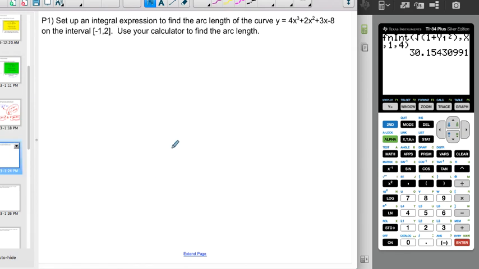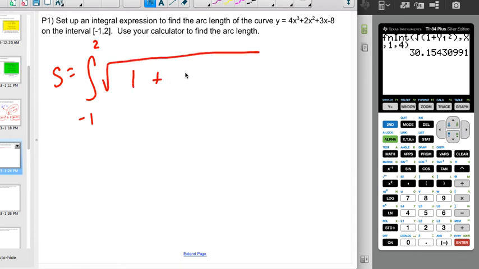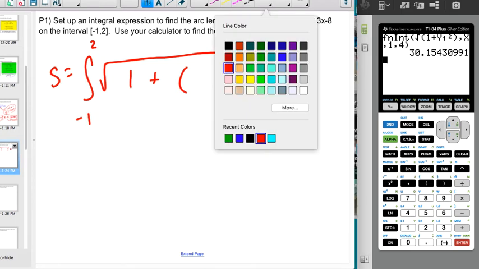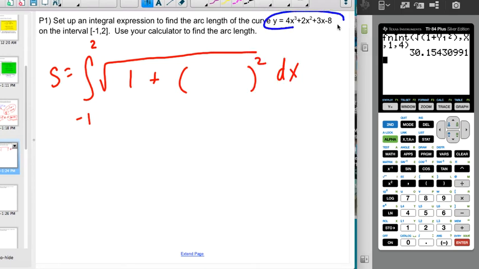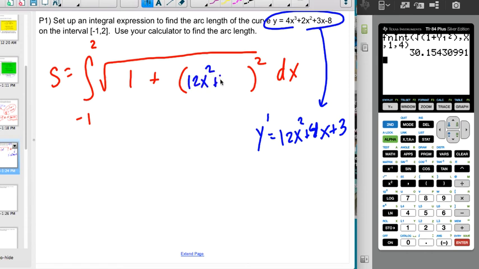All right, let's go ahead and do another one. Same idea, we have this curve. We want the arc length from -1 to 2, right? So my arc length is going to be the integral from -1 to 2 of the square root of 1 plus whatever this derivative is squared with respect to x. So I need to find this derivative, right? So my y prime should be 12x squared plus 4x plus 3, right? And then the 8 goes away. So I'm just going to put 12x squared plus 4x plus 3.